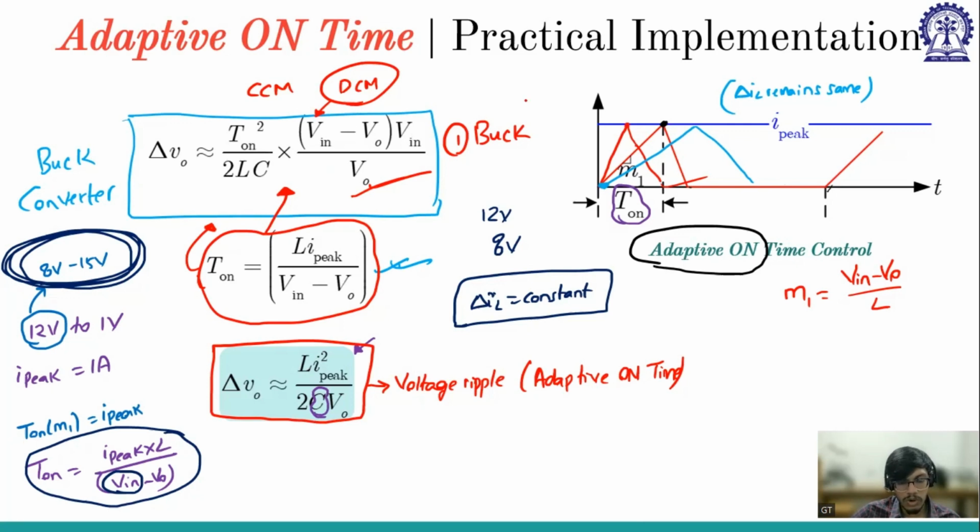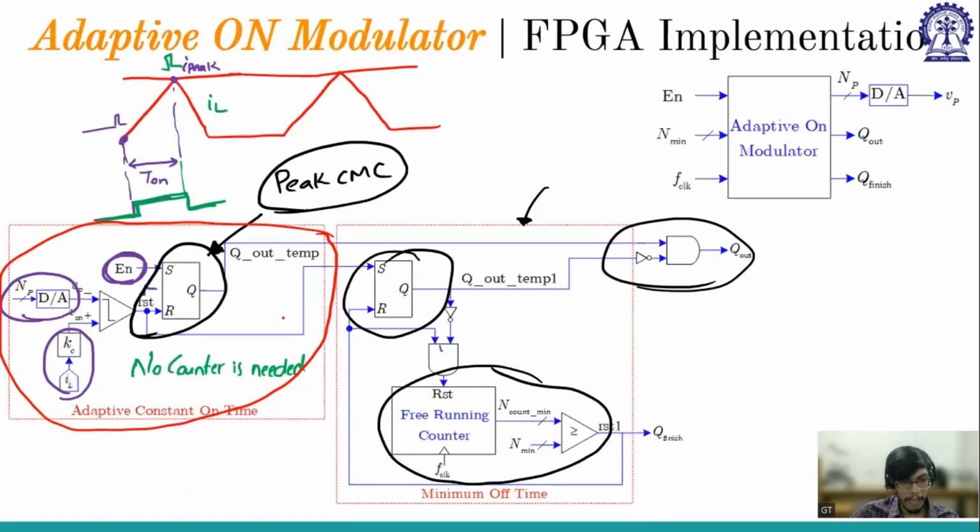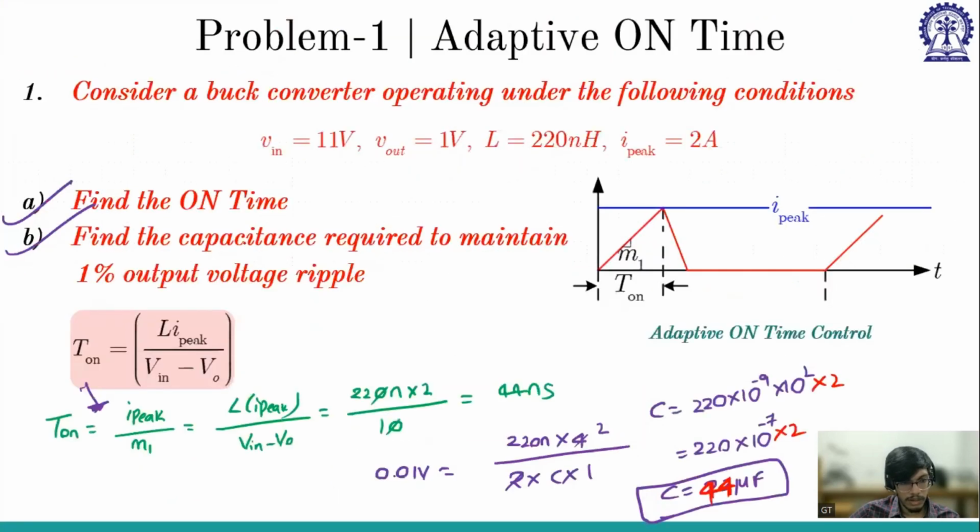V ripple is equal to constant, then I peak equals to constant. No, V ripple is not constant, Shankar. I peak is constant, and V ripple is not constant. And considering I peak to be constant, we have derived this V ripple, and this is the condition. So now my question is, if the ripple should be 1%, what is the value of C? And the value of C turned out to be 44 microfarad. So hope this question is clear. Now we'll move on to the next question.